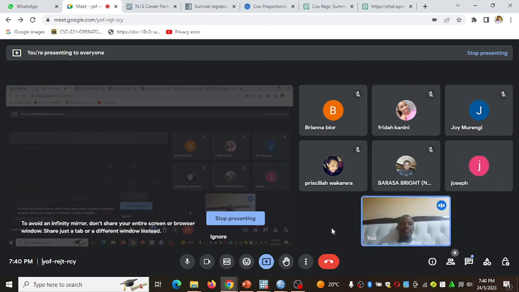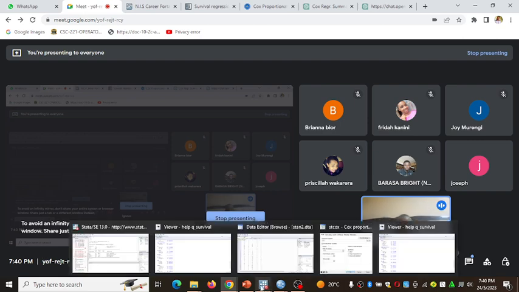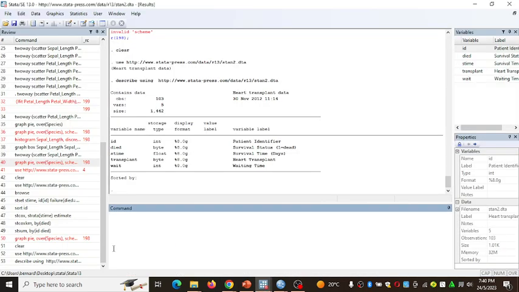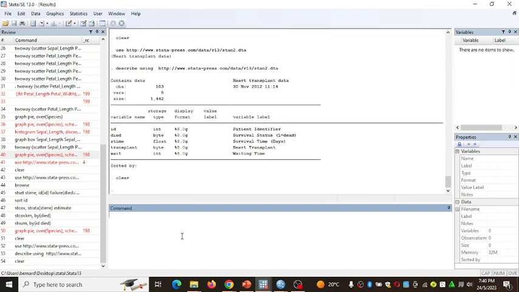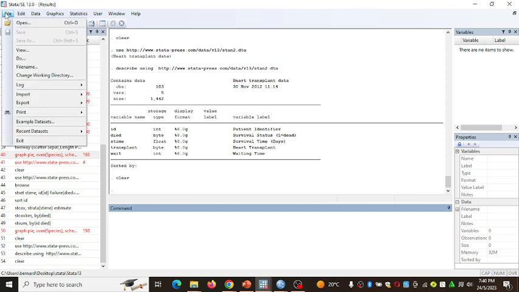Okay. Nataka tuingie kwa software. I want you to open your software, we load the data for survival analysis, and try to do ABCD. So I clear whatever I had in my STATA memory. I want to click on file. We want to use the readily available data that is inbuilt in STATA. Click on file, example datasets.